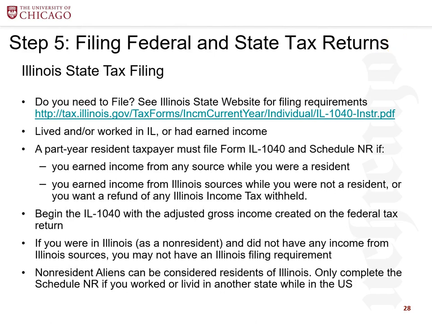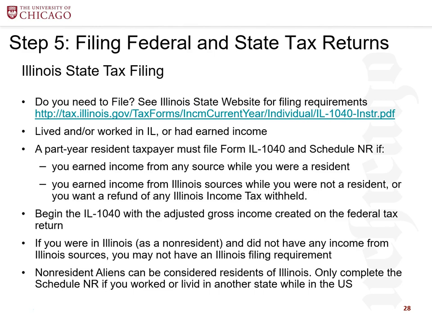For your Illinois state tax filing, the most important thing to look at first is, do you have a filing requirement? We link to the Illinois state tax website that lists the filing requirements. Also, a quick cheat is, if you lived or worked in Illinois and you had earned income, you probably have an Illinois filing tax requirement. A part year resident taxpayer must file a form Illinois 1040 and Schedule NR if you earned income from any source while you were a resident and you earned income from Illinois sources while you were not a resident, or you want a refund of any Illinois income tax withheld.